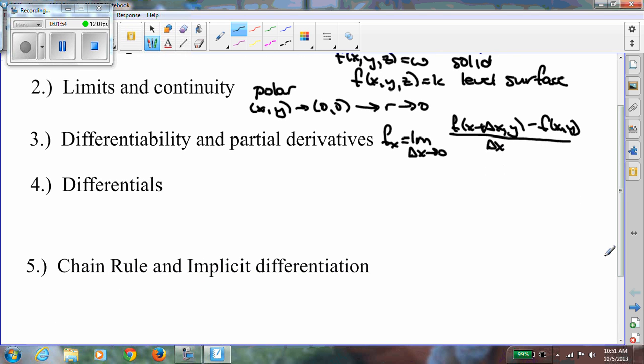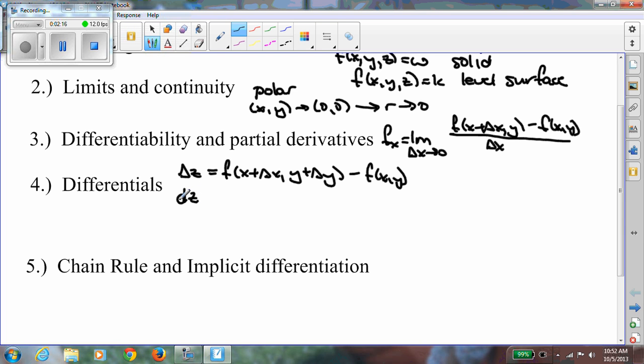Differentials, we had two types of differentials. So delta z is the actual change in z of the function. So this is defined as f of x plus delta x, y plus delta y, minus f of x, y. But dz is the linear approximation for the change in the function.